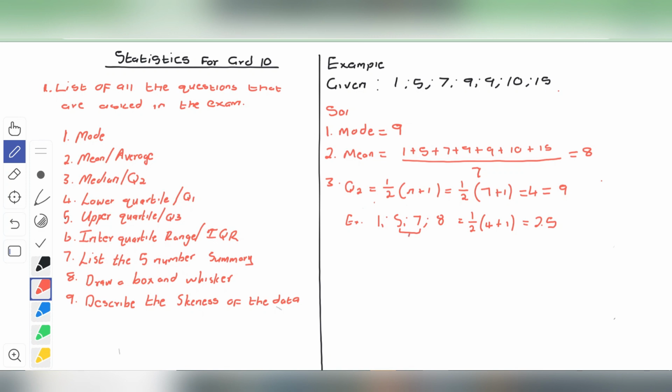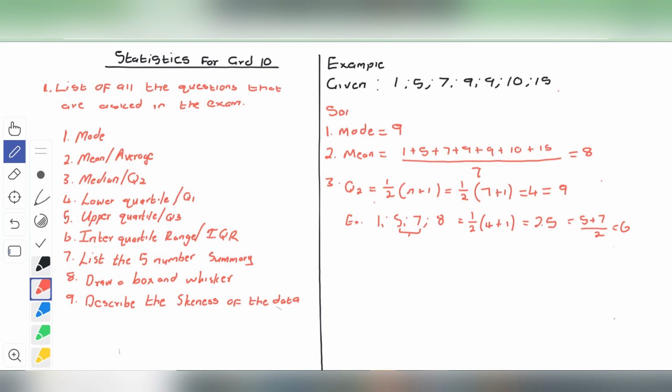So we're going to add these values, which are 5 and 7. We're going to say 5 plus 7 divided by 2. This is going to give us the final answer, which is 6, right? So if your data set is even, the answer you get when you calculate your Q2 position is going to be 2.5. And if you count your data set, you can see that we have 1, 5, 7, and 8.